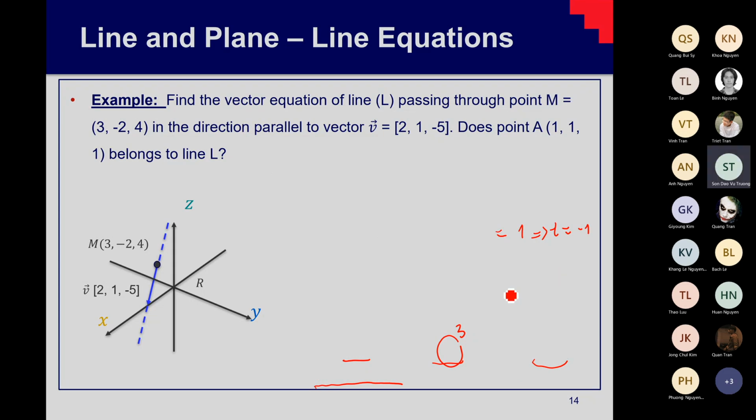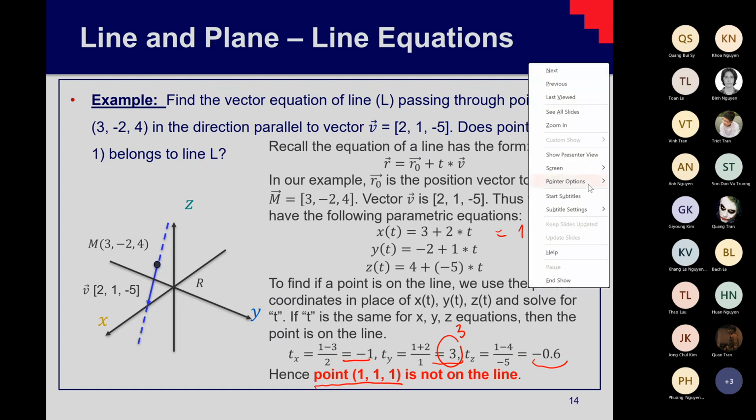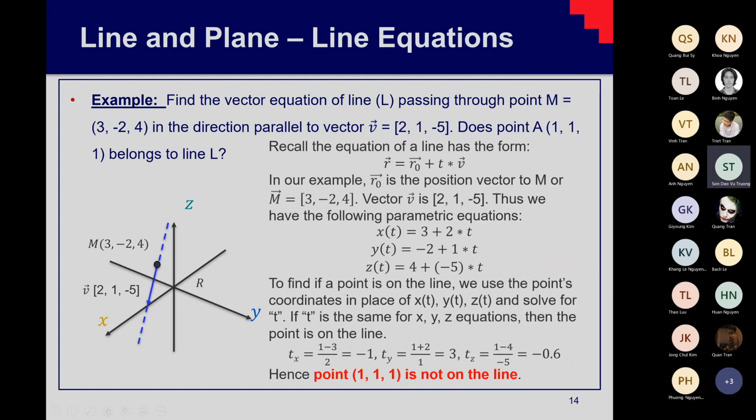Okay, so is there any problem? If not, please try another case. To see whether the point (2, 3, 4) is on the line. The same example here, but instead of point (1, 1, 1), please check whether the point (2, 3, 4) is on the line. So you can have like 3 minutes or so for this.